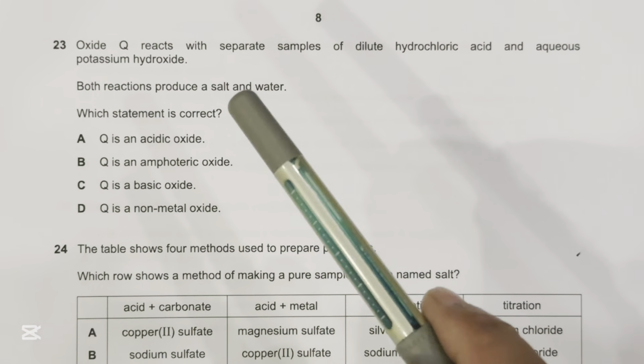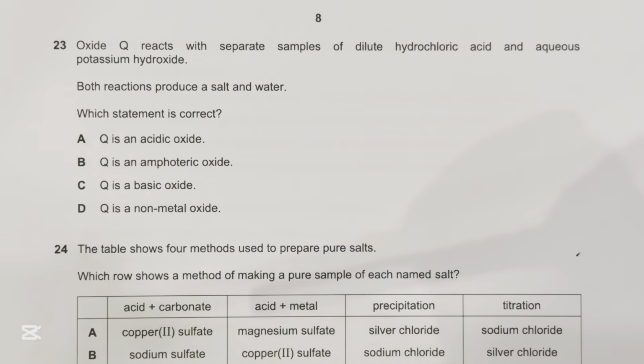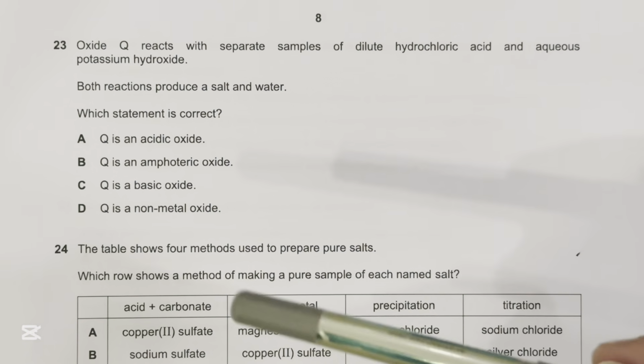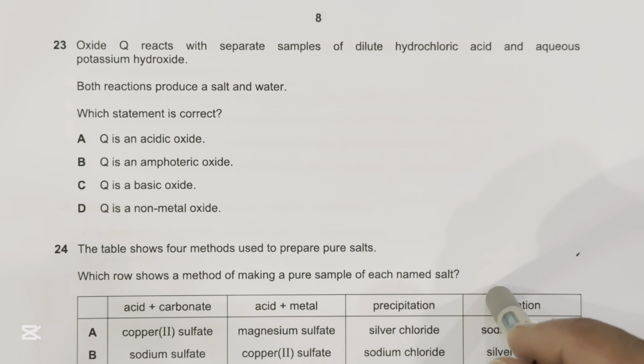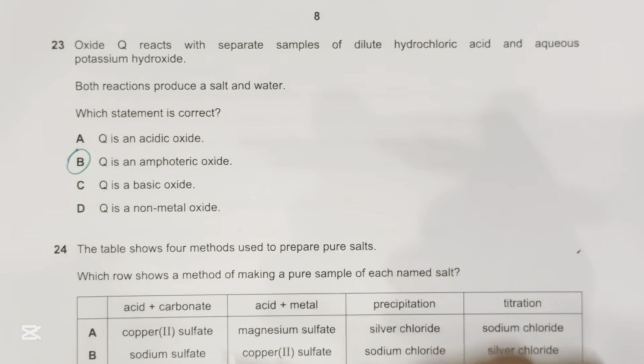Okay, it means that it reacts with acid as well, and it reacts with potassium hydroxide. So amphoteric oxides are those oxides that behave as an alkali when they react with acid, and they behave as an acid when they react with alkali. So Q would be an amphoteric oxide. So option number B is the correct option.